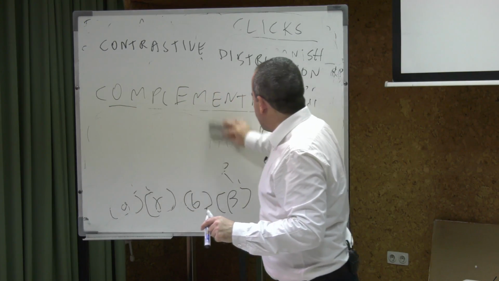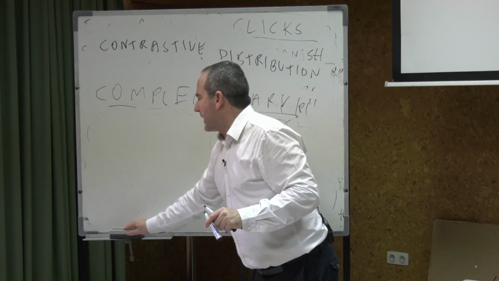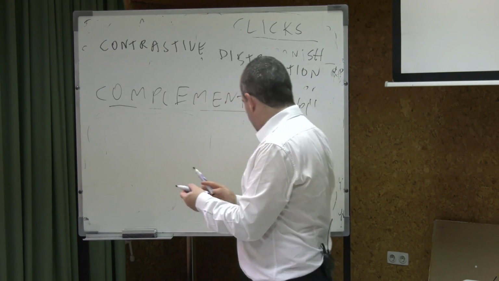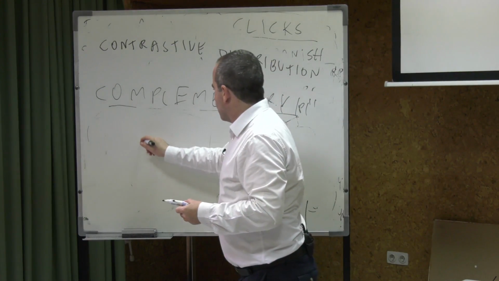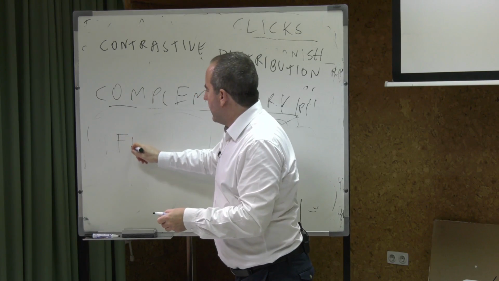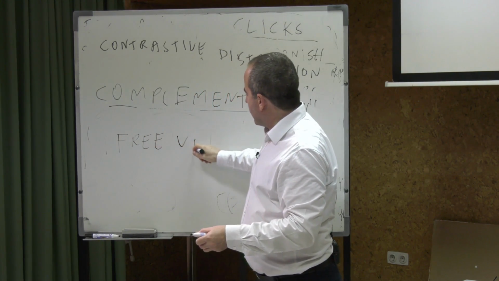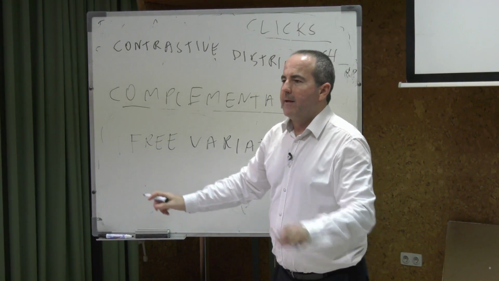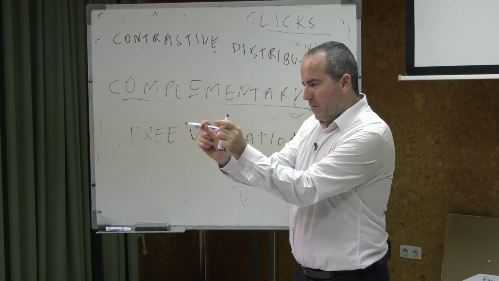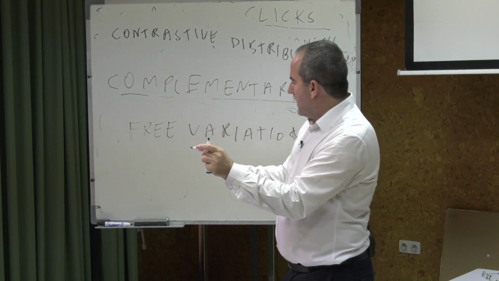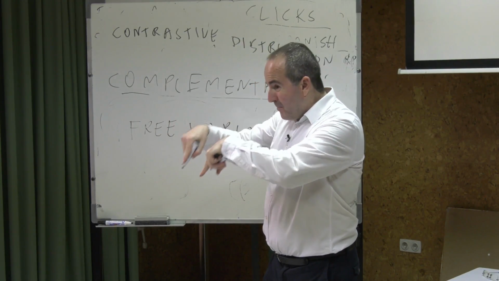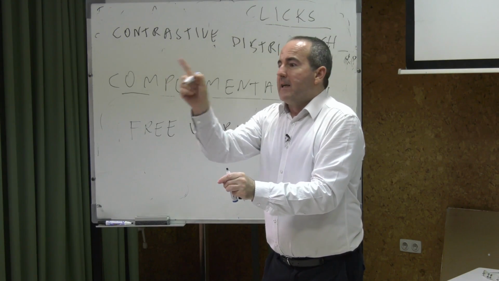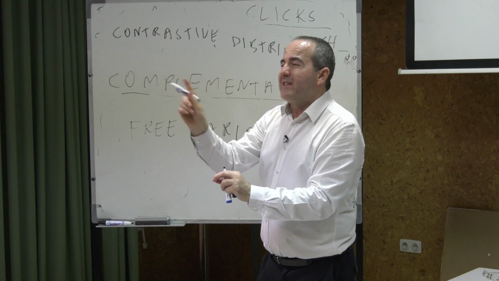Now, the final type of distribution that you have to learn and that you have to take into account is what we call free variation. What does this mean? We have free variation with two sounds in a particular language when the two sounds are found in the same context, not in complementary context. They are found in the same context, but nevertheless, they are not minimal pairs. They do not distinguish meaning.